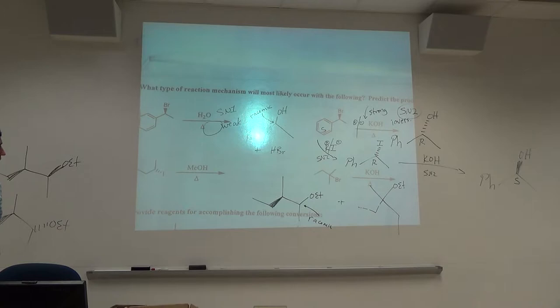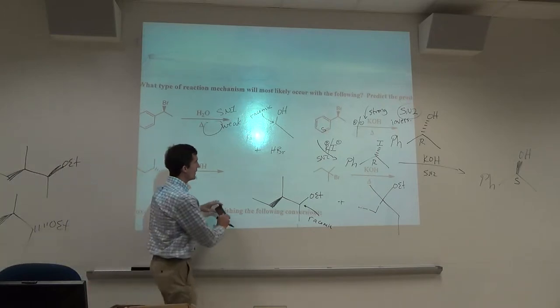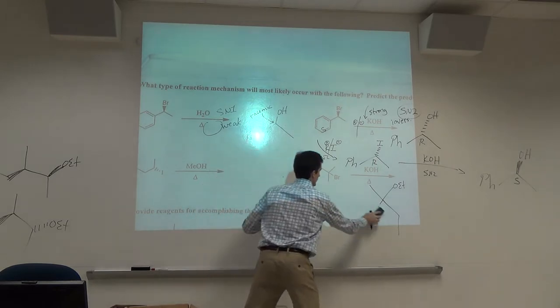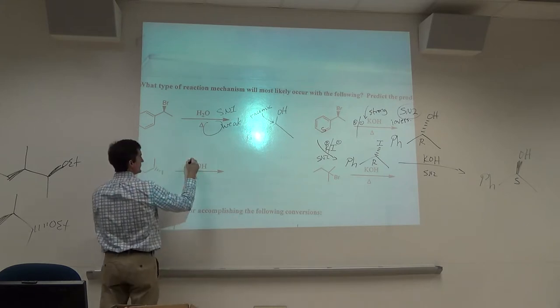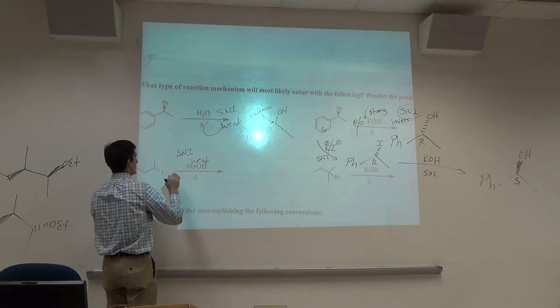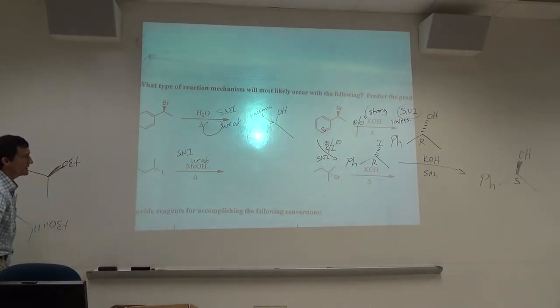How about if we take this alkyl iodide and heat it with methanol? What mechanism? Weak nucleophile. SN1. Too lazy to do anything. Just got to get this thing ionized. What's the product here? Show product.